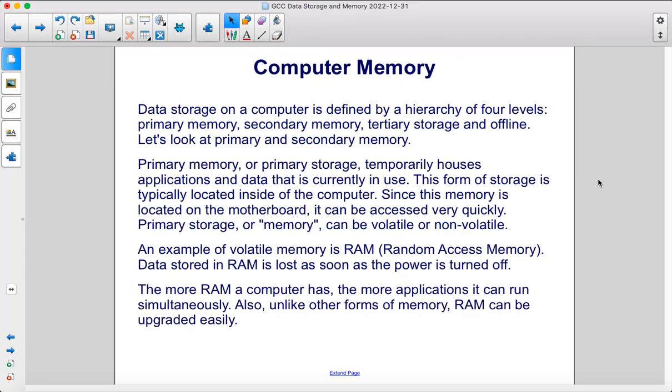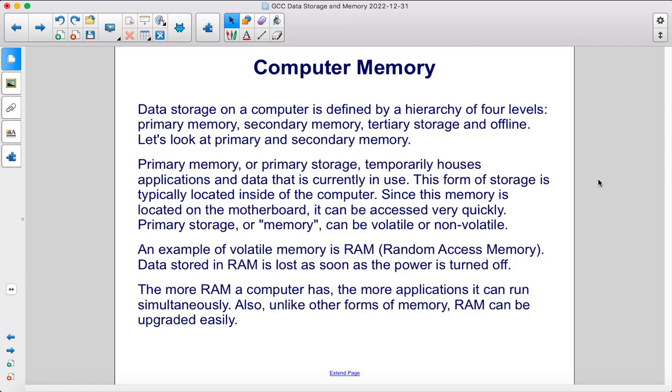Data storage on a computer is defined by a hierarchy of 4 levels: primary memory, secondary memory, tertiary storage, and offline. Let's look at primary and secondary memory. Primary memory, or primary storage, temporarily houses applications and data that is currently in use. This form of storage is typically located inside of the computer. Since this memory is located on the motherboard, it can be accessed very quickly.